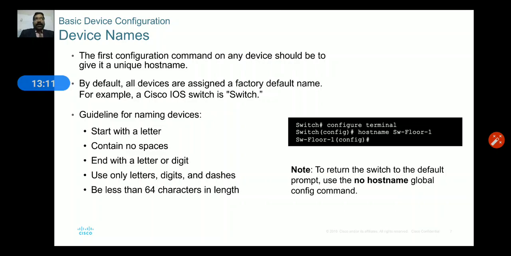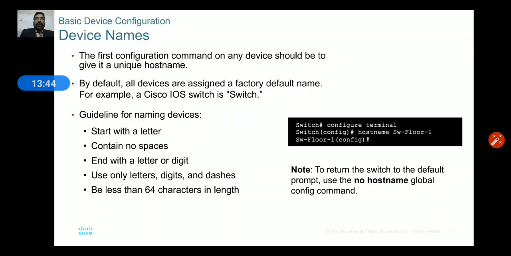See, in a network, if you have more than one switch and router, all the devices have the default name. All the routers are represented by the default name router, and all the switches are represented by the default name switch. If you have more than one device, it is very difficult to identify the configuration of the devices. For that purpose, we assign a unique name to the devices. So how do we assign a unique name to the devices?